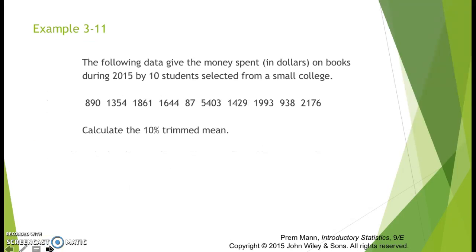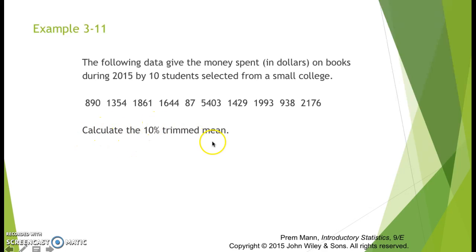Next, here's an example of doing a trimmed mean. The following data give the money spent on books during 2015 by 10 students selected from a small college. There they are. That can be a lot of money. Almost $2,000, well, over $2,000. Yeesh. And this person clearly did not buy all the books they needed, $87.